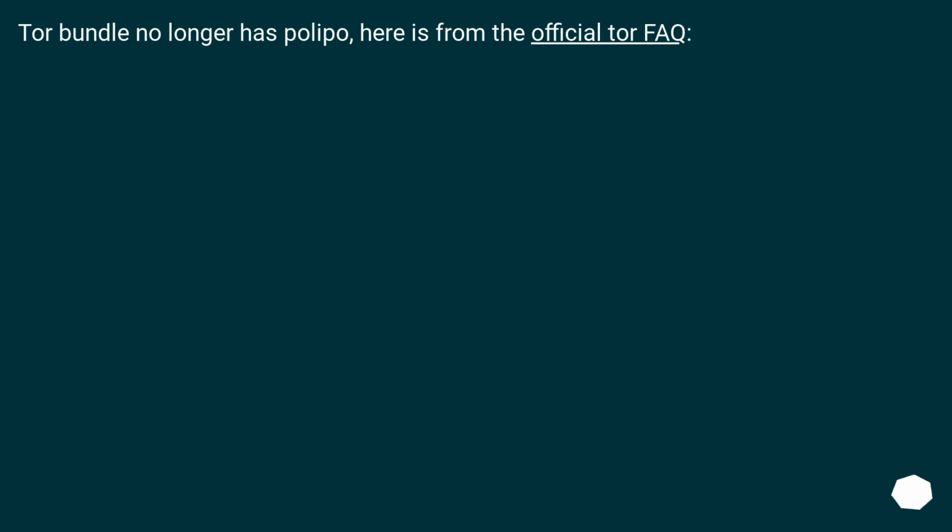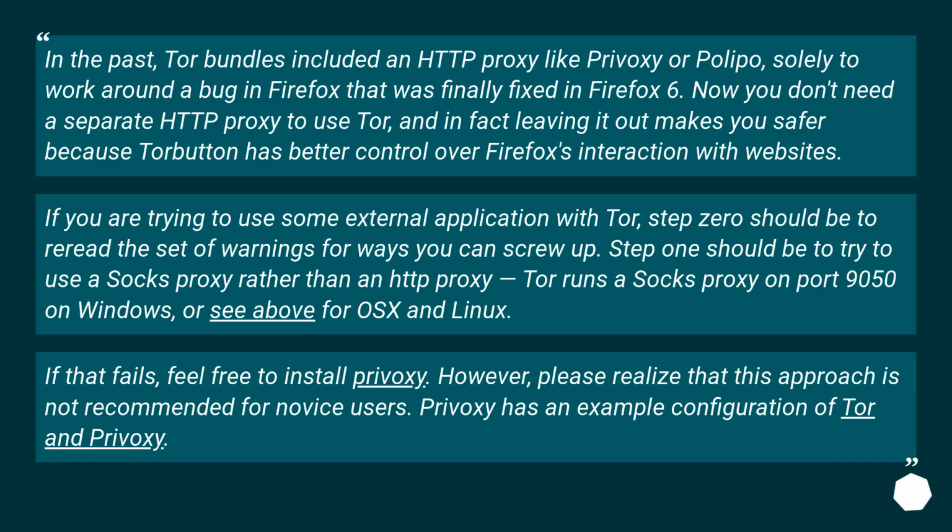Tor bundle no longer has Polipo. Here is from the official Tor FAQ. In the past, Tor bundles included an HTTP proxy like proxy or Polipo, solely to work around a bug in Firefox that was finally fixed in Firefox 6. Now you don't need a separate HTTP proxy to use Tor, and in fact leaving it out makes you safer because Torbutton has better control over Firefox's interaction with websites.